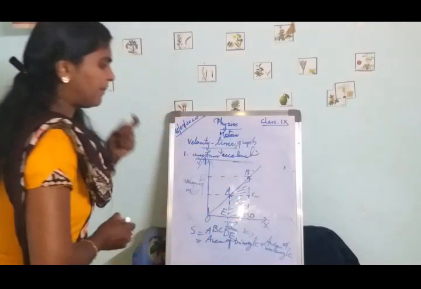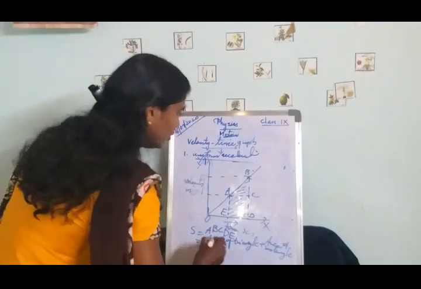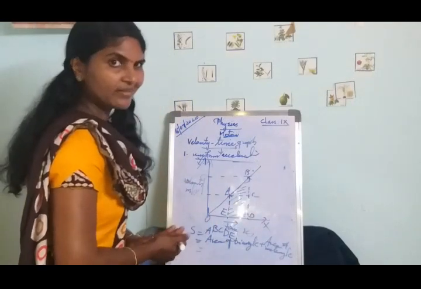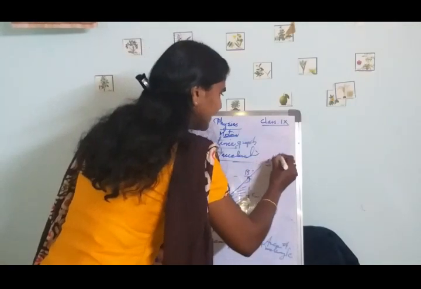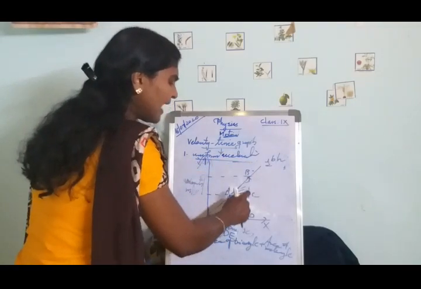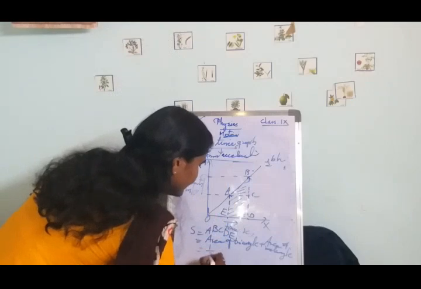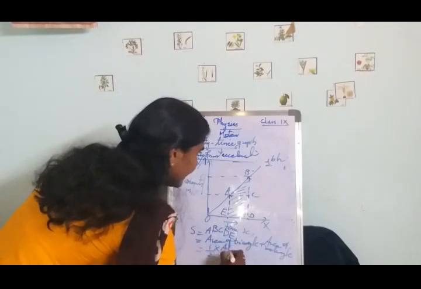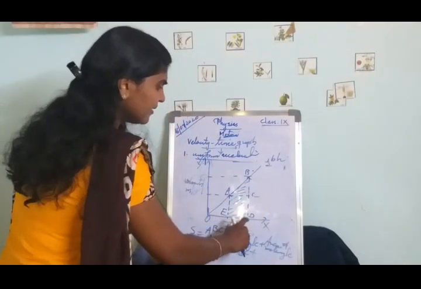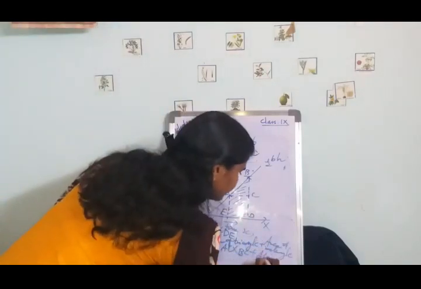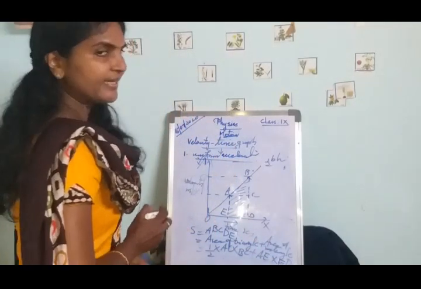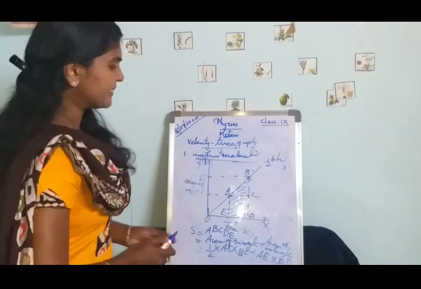Area of triangle plus area of rectangle. Here it is a right angled triangle. You know the area of a right angled triangle is half BH, half into base into height. So we can write half into AC into height BC, plus the area of the rectangle, length into breadth, so AE into ED. That is equal to the distance travelled.